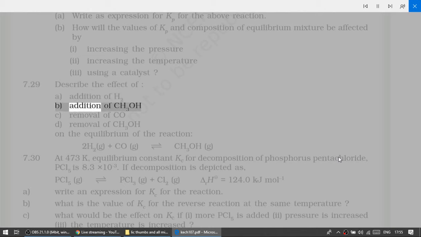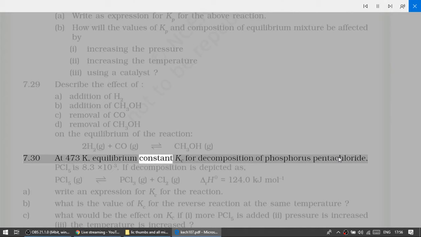7.29. Describe the effect of A. Addition of H2, B. addition of CH3OH, C. removal of CO, D. removal of CH3OH on the equilibrium of the reaction: 2H2(g) + CO(g) ⇌ CH3OH(g).